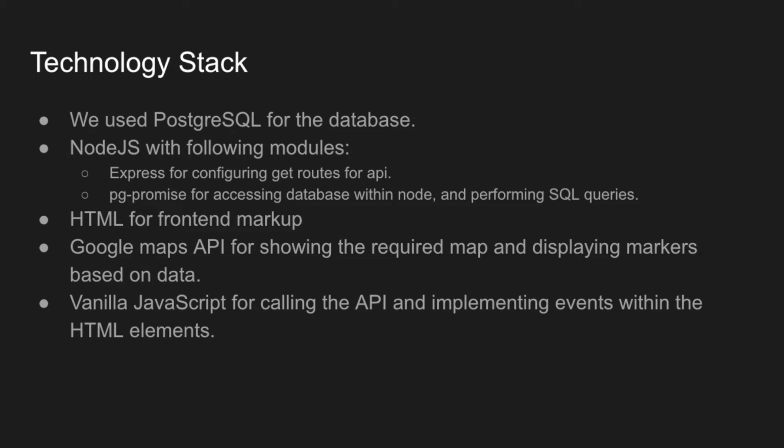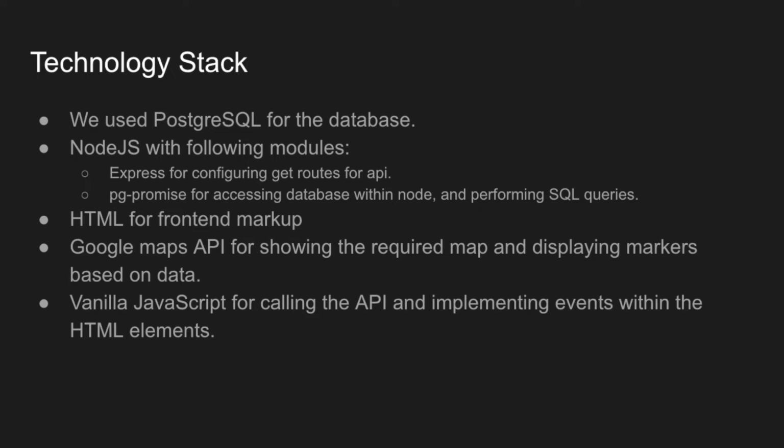For our technology stack, we used Postgres for the database, and then for the backend API, we used Node.js with Express for creating our routes. And we also used a module called PG Promise for accessing the database. And then within the front end, there was just HTML for the markup. We used the Google Maps API for showing markers based on the data. And then it was just vanilla JavaScript for calling the API and implementing events.